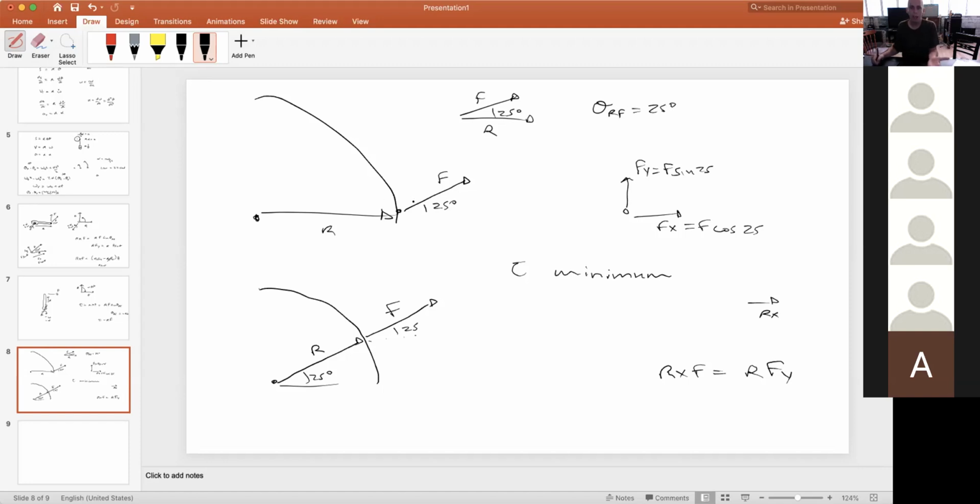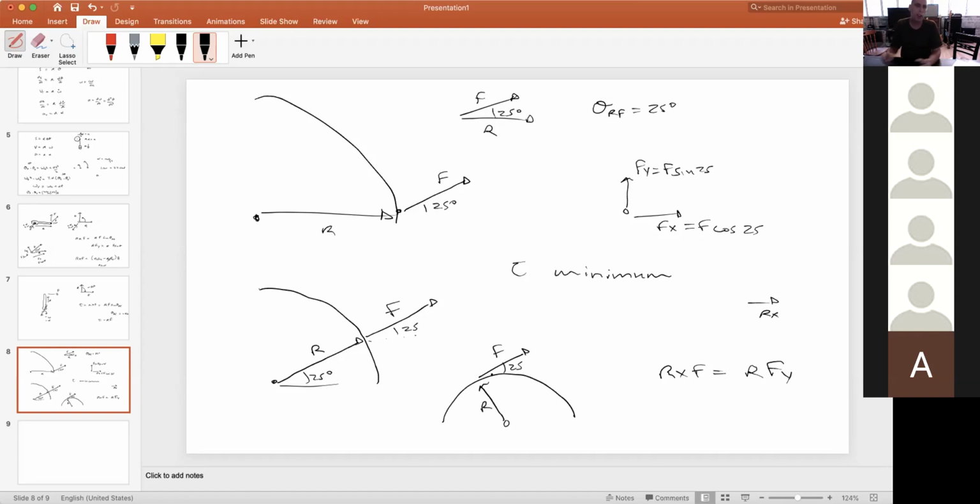And it would be a maximum when R and F are perpendicular. So that would happen when F is at 25 and the angle between R and F is 90 degrees, okay? So make sure you understand that question. It's one of those interactive ones where you have a couple of little sub-questions to answer.